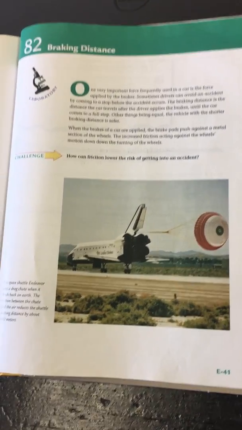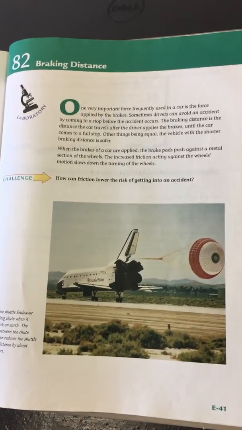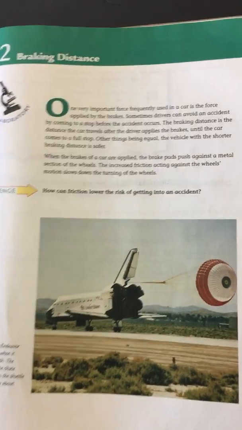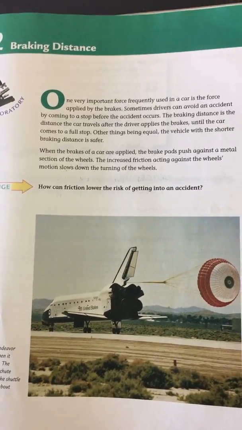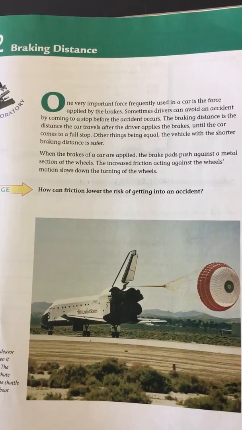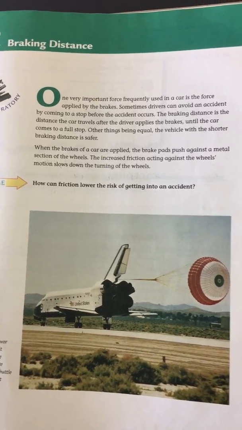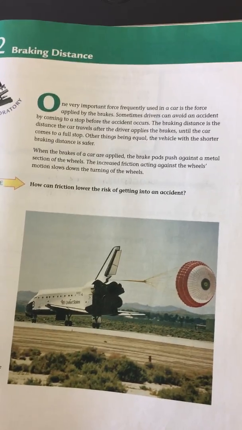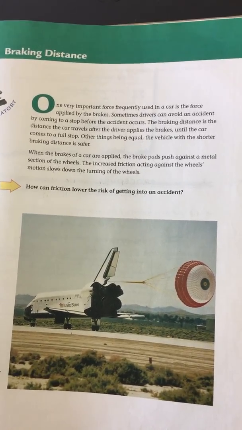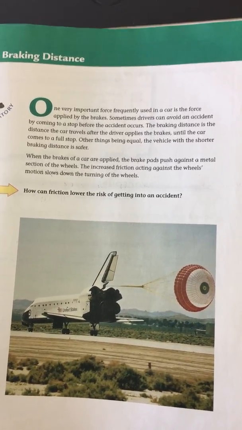Okay, lab number 82, braking distance. Braking distance is the distance the car travels after the driver applies the brakes and until the car comes to a full stop. Other things being equal, the vehicle with a shorter braking distance is going to be safer.